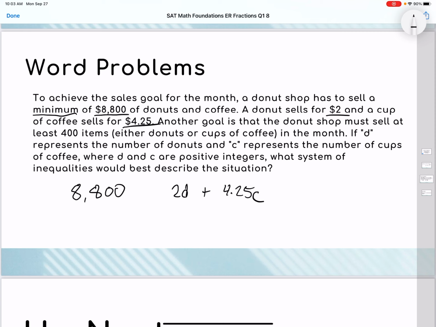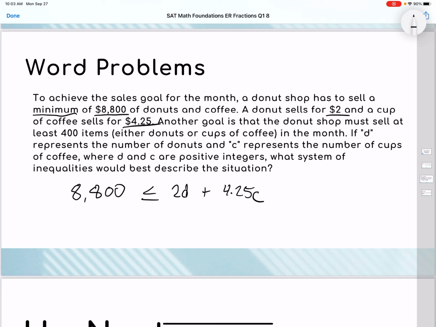Now, if it's at least $8,800, then that means the sum of what we've made, the 2D and the 4.25C, must be greater than or equal to the 8,800, because it means it's going to be at least 8,800 or more that the donut shop has to make to meet their monthly goal.